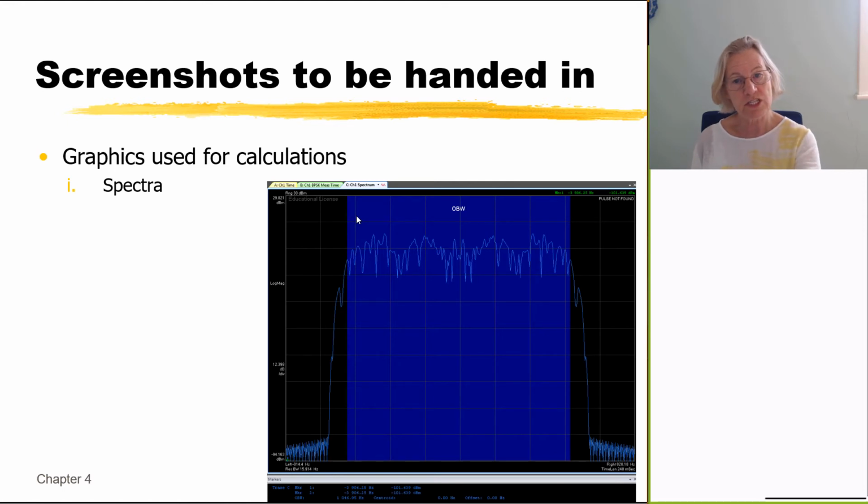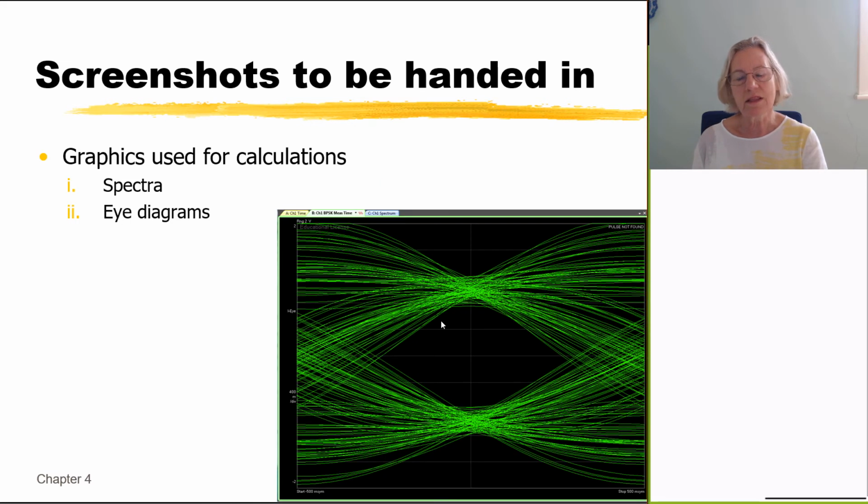So I want to be able to see, when I'm grading the homework, what it is you saw on the screen, and from that, what you interpreted as the values that should go into this table that you're reporting to me. So I want to see both the graphics and what you report. And one will be the spectrum, and the other one will be the eye diagram.